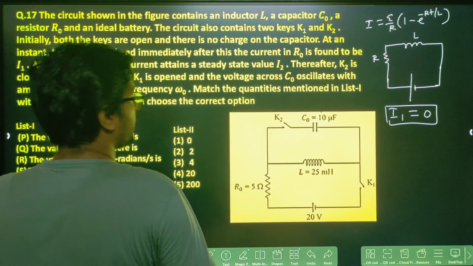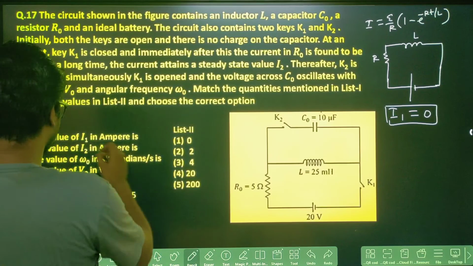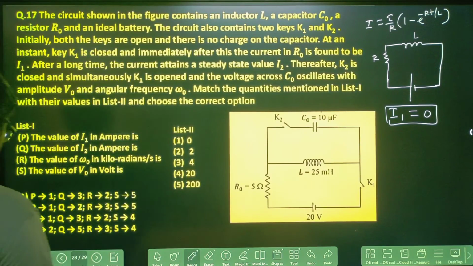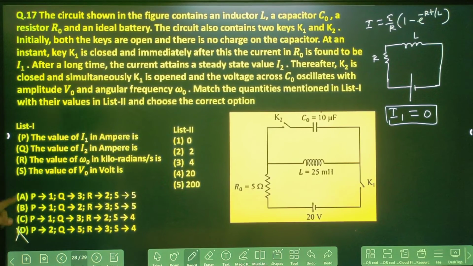Now next thing they are telling, so I1 equal to 0, which one it is matching? P is 1. So P is 1, 3 options. So D will be eliminated. So A, B, C are there.